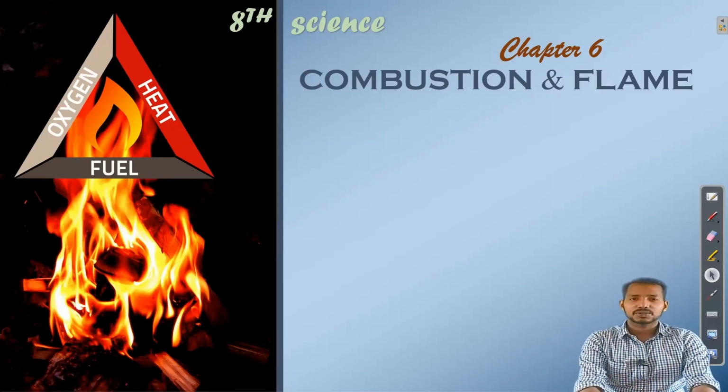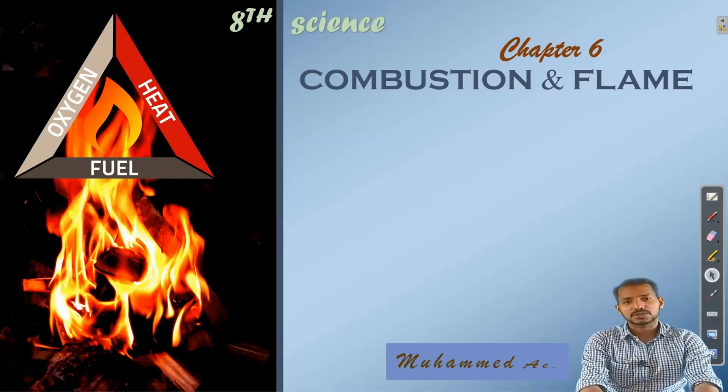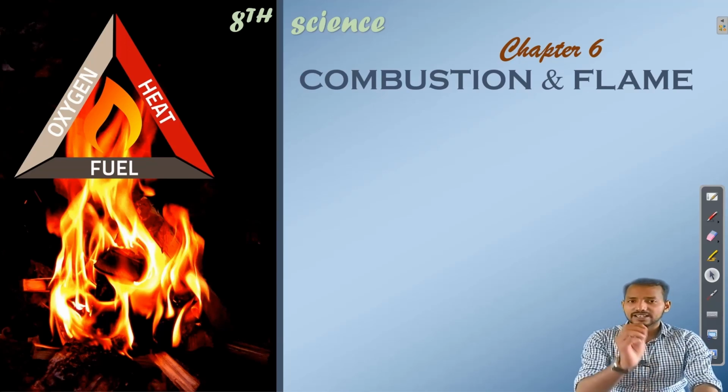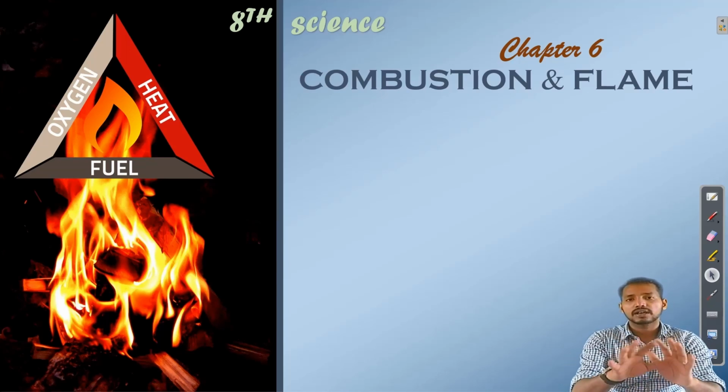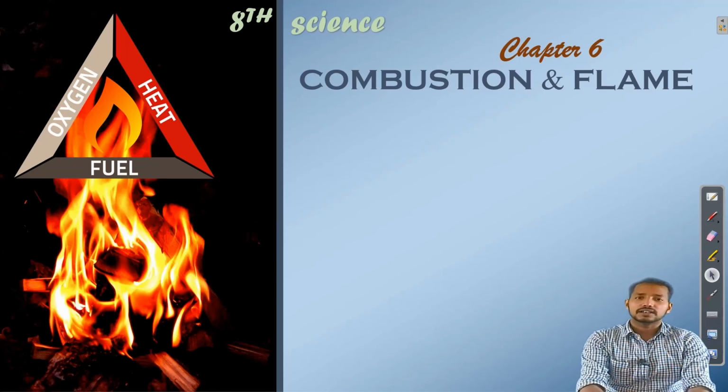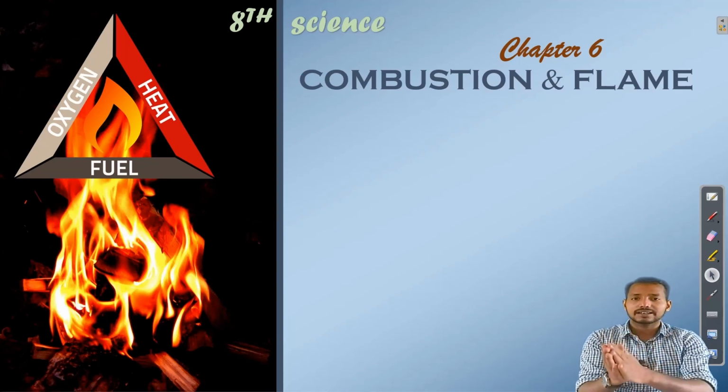Hello dear students. Today in this video I am going to start with chapter number 6, Combustion and Flame. In chapter 4, when we were studying the chemical reactions of metals and non-metals with oxygen, we did an activity: burning of magnesium. That was a reaction of magnesium with oxygen present in the atmosphere, and we got a white flame in that activity. So we can start from that. That is a chemical reaction of metal with oxygen.